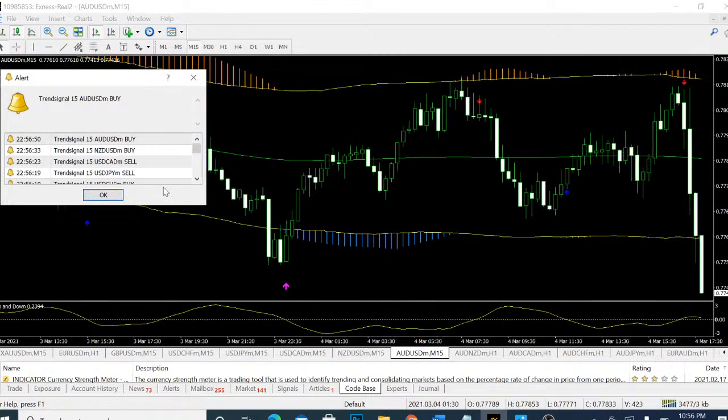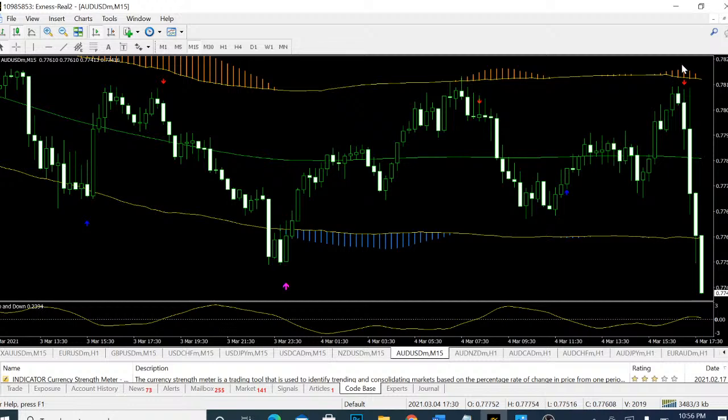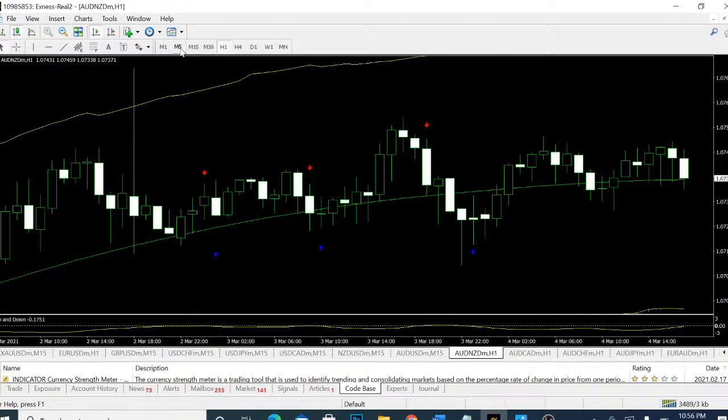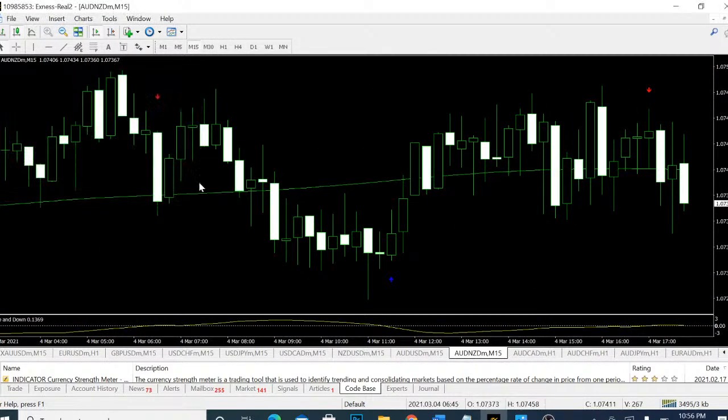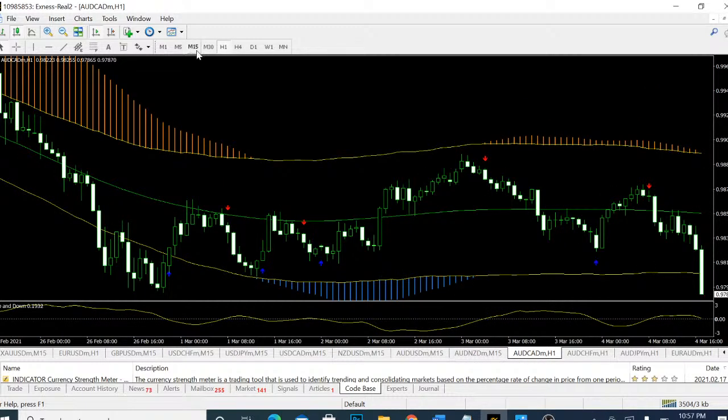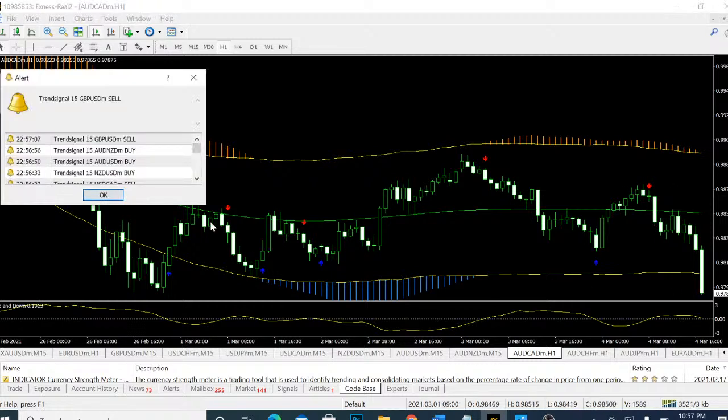Going to switch back to the 15-minute again, you can see a very big drop appeared. I want to switch all my charts to the 15-minute. Look, a sell signal is here. Going to the 1 hour, guys, you can see we had a sell signal on AUD Canadian dollar, and the market is extremely down here.